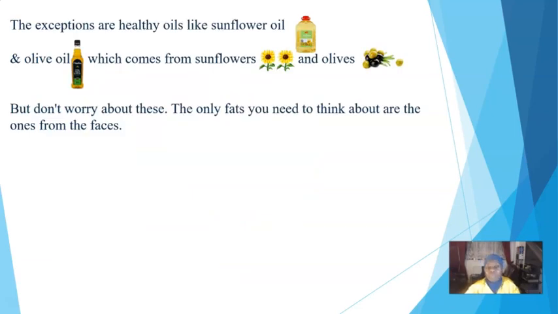With the exception, of course, of healthy oil, which is sunflower oil and olive oil, which come from sunflower and olives. Yeah, they are fat, but they don't have faces. Yeah, so that is also easy to remember. They are oil, they are fat, they do not have faces.